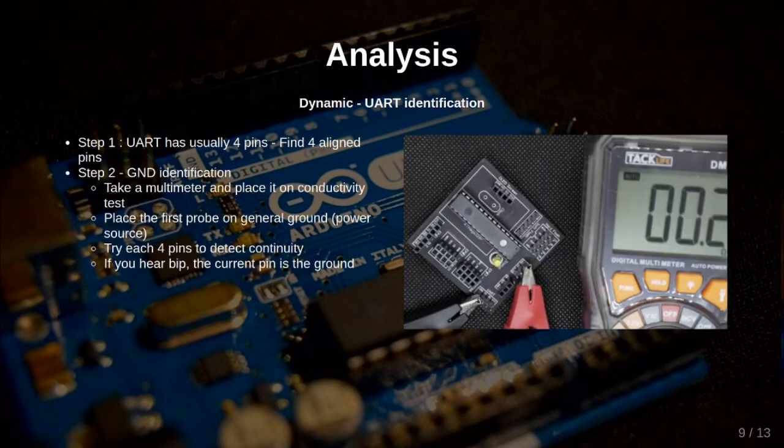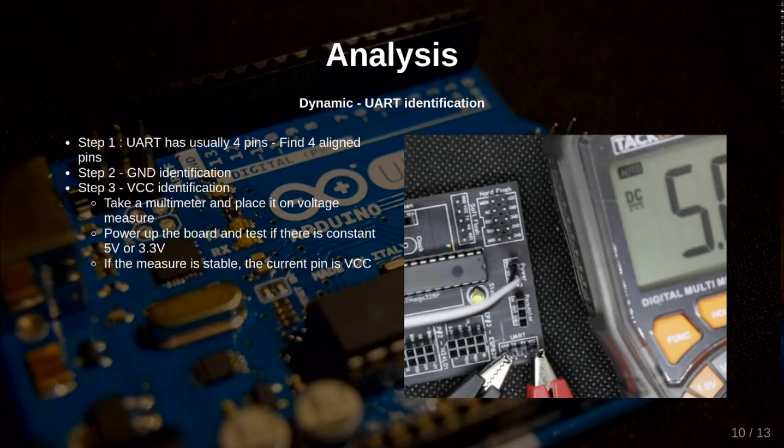Step 2, get the ground. Ground is the same all over the board. So, from the power pin, you can try to get the continuity with a multimeter. If you have a multimeter, you can place it in continuity test mode. After, you can place the first probe on the power source ground. With the second probe, you can try each pin, and if you hear a sound, the current pin is ground. In the following picture, 0 on the multimeter indicates the continuity. So, 3 pins left. Remember to do ground identification with a board that has no power.